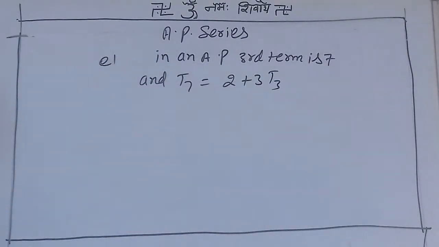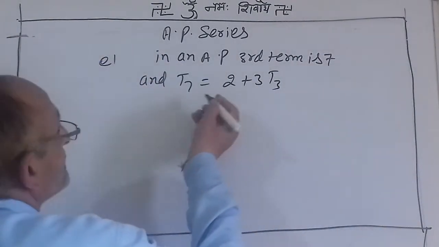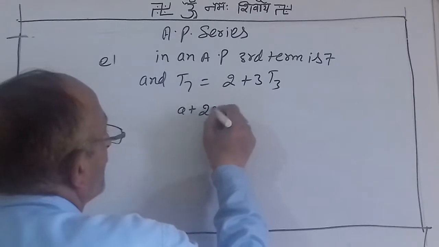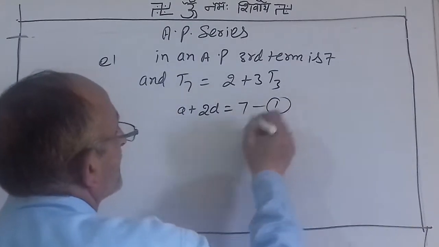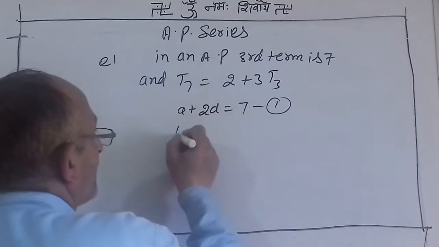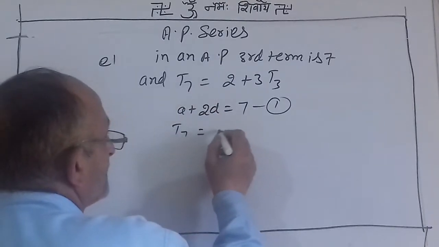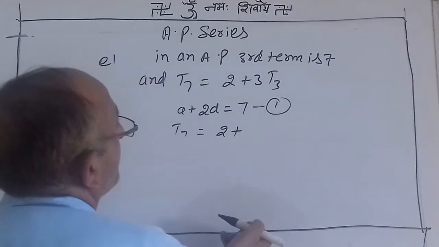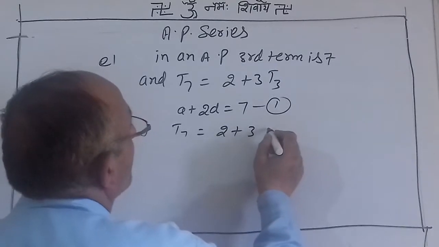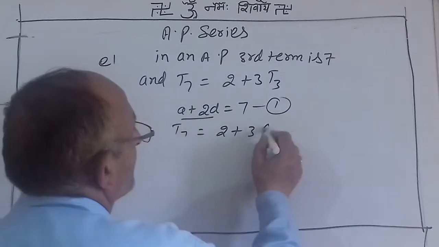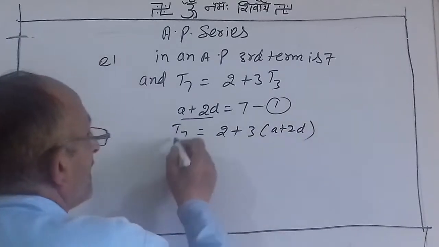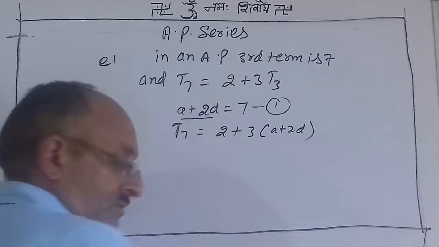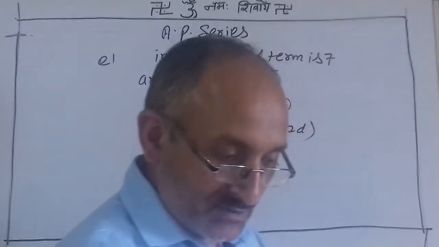The third term is 7, meaning a plus 2d is equal to 7. First equation. T7 is equal to 2 plus 3 into the third term, which is a plus 2d. So we have to find the sum of its 20 terms.